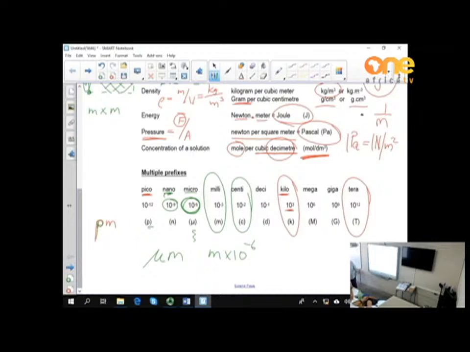It's all derived, yes. 100, that's 10 to the power 2. Decimeter, 10 to the power minus 1. And then meter is just 1.